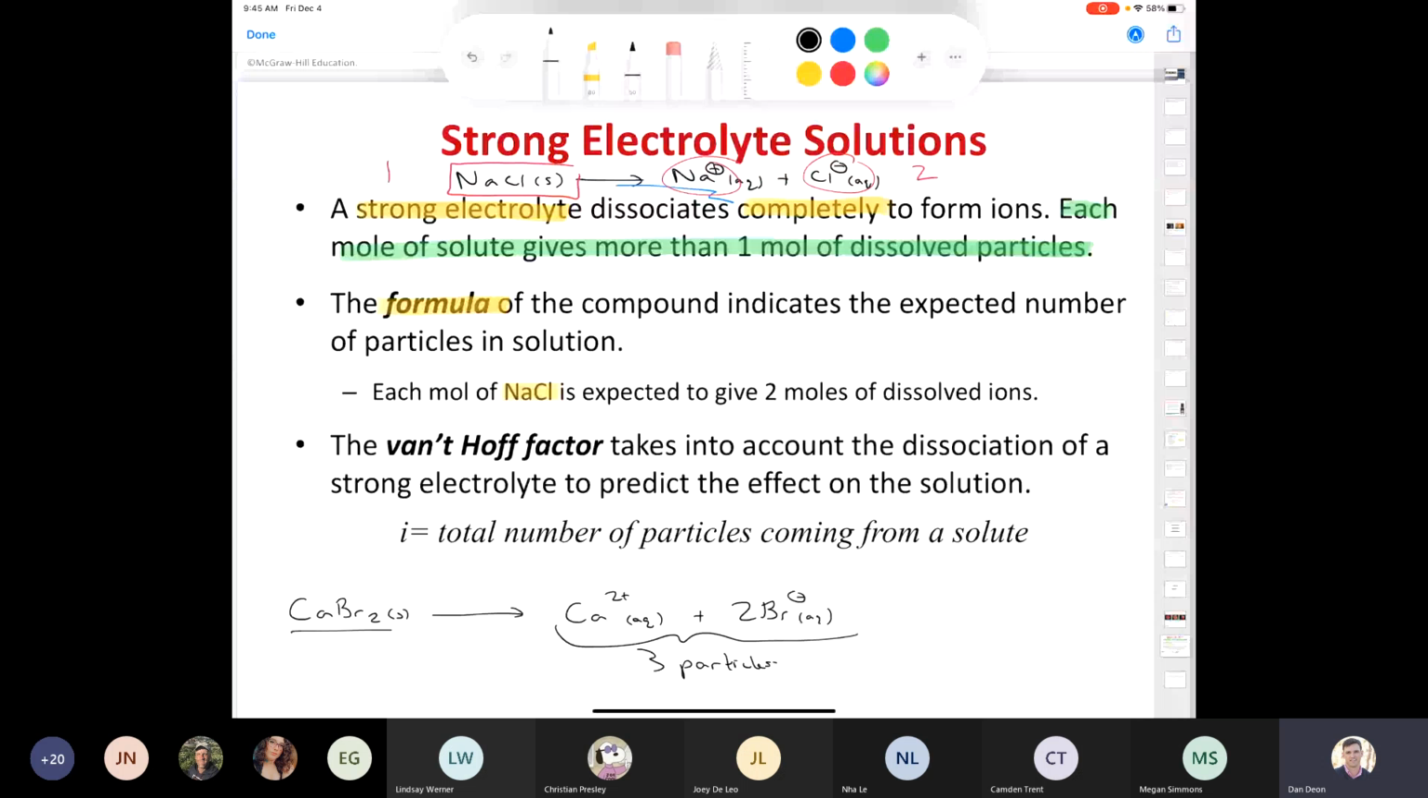And the number of particles has to be taken into account. So the last point says the Van't Hoff factor takes into account the dissociation of a strong electrolyte to predict the effect on solution. So the number of particles here, whether it's a 3 or a 2 or a 1, we call that i. It's the total number of particles coming from a solute.